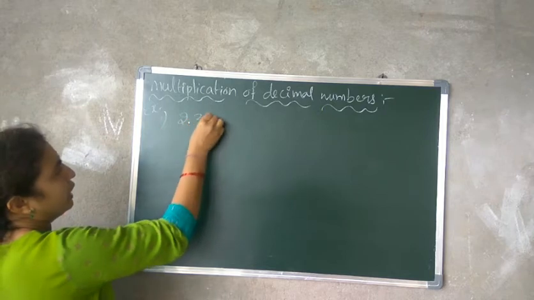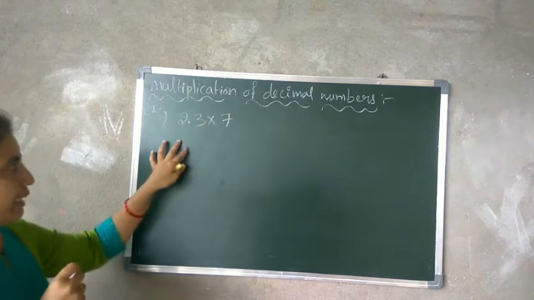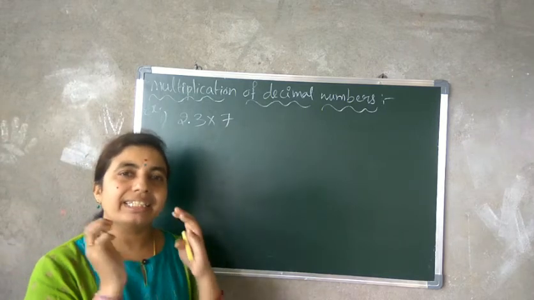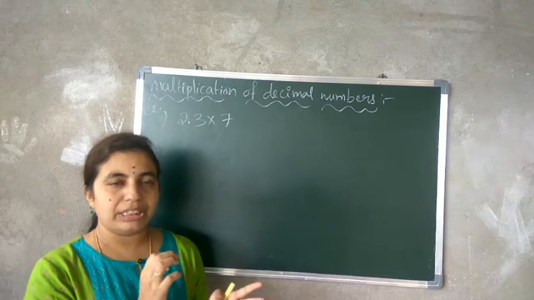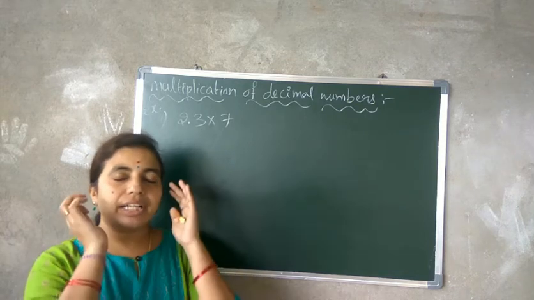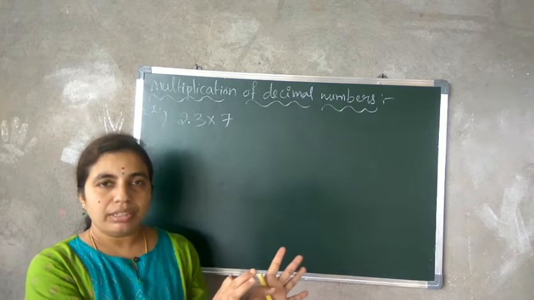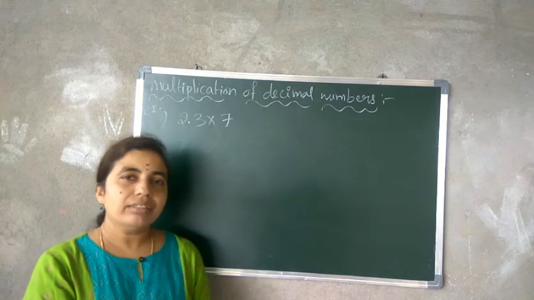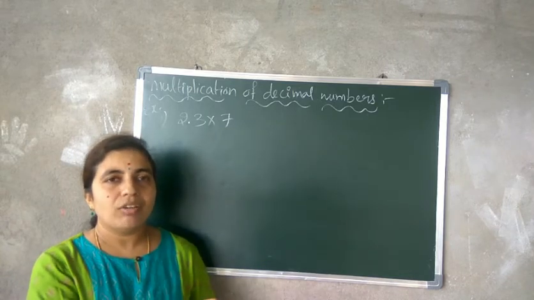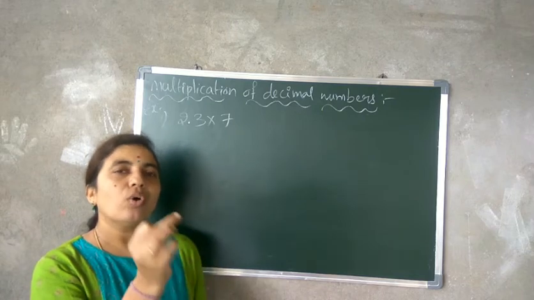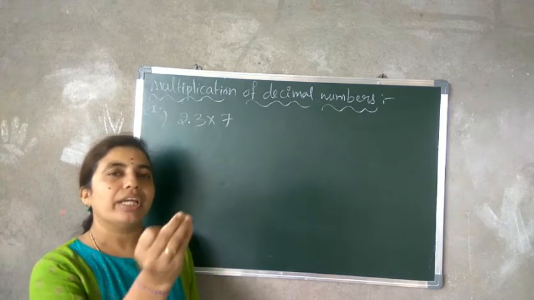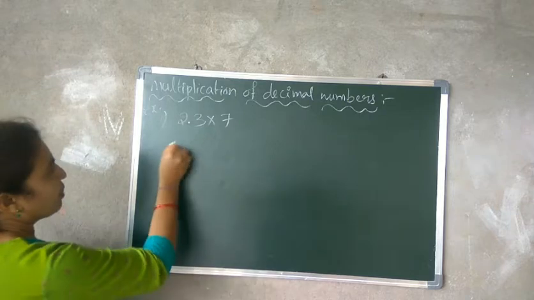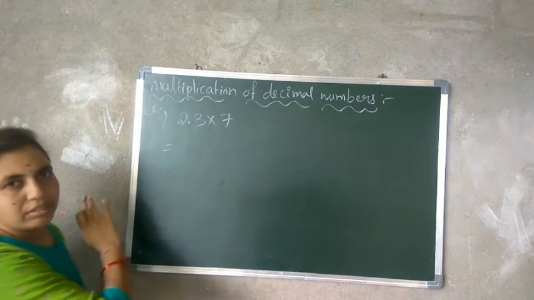Simply 2.3 into 7. One is a decimal and one is an integer. So how to multiply these two? Whenever you are doing decimal multiplication, just forget about the decimal. Just multiply the two numbers without the decimal. After multiplying, based on the number of decimal digits you have, you keep that many decimal digits in the answer, counting from the right. Very easy. Simply consider the number without the decimal.